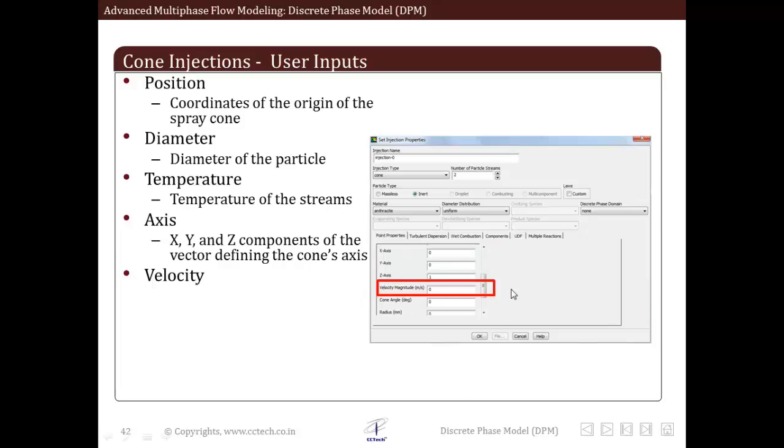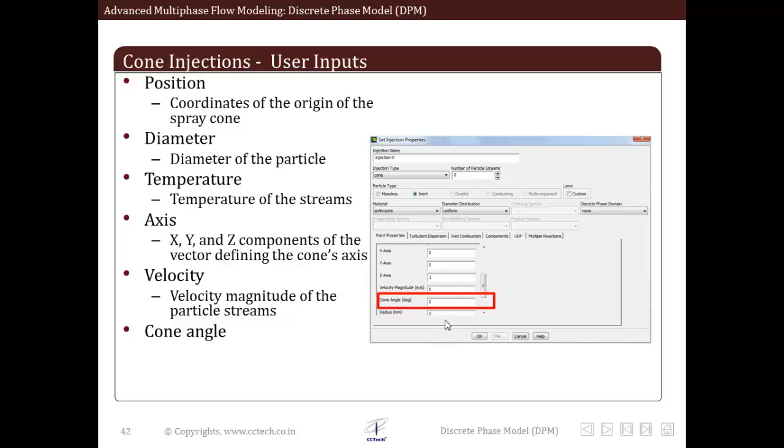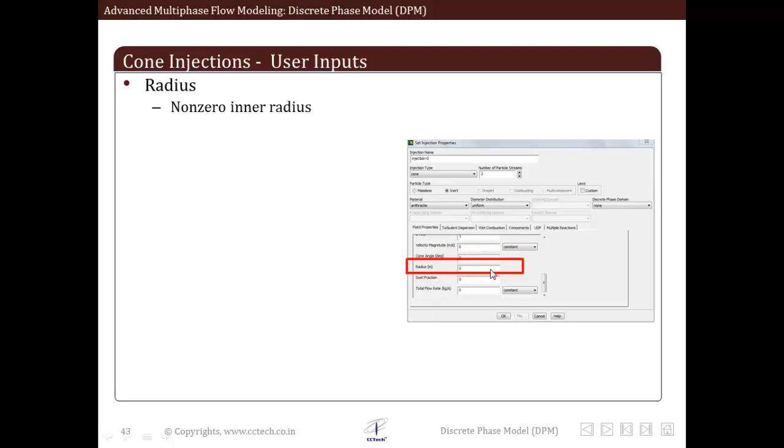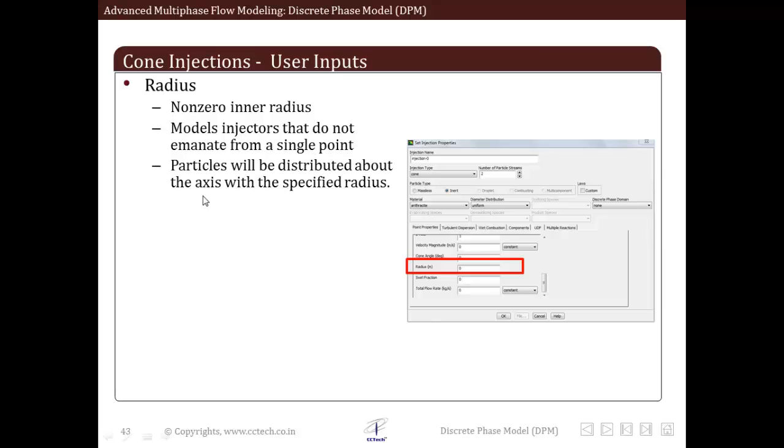Next we input the velocity, that is the initial velocity of the particle streams. Then we input the cone angle in degrees. This is the included half angle of the hollow spray cone. If we imagine a spray cone, the half angle of it we will input here in degrees. Next user input for cone injection is radius. This is the non-zero inner radius of the cone. This models the injectors that do not emanate from a single point. Particles will be distributed along the axis with the specified radius.